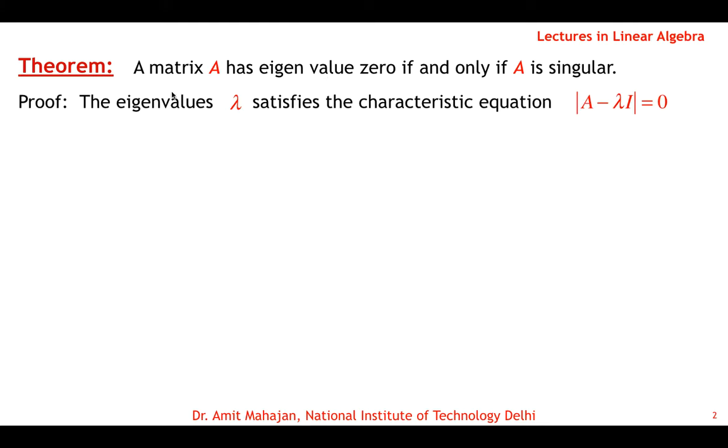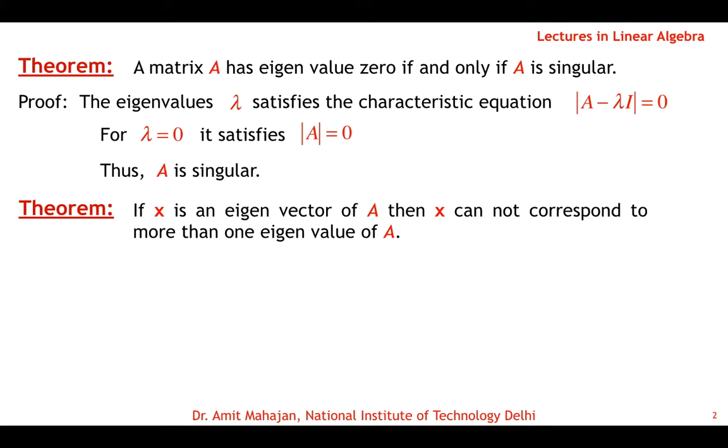A proof of this: the eigenvalues lambda satisfy the characteristic equation, determinant of A minus lambda I equal to 0. If lambda equal to 0 is an eigenvalue, then lambda 0 will satisfy this equation, or simply when lambda is 0, determinant A equals 0. So clearly the matrix A is singular because the determinant is 0. That proves the result. If you have any singular matrix, it will have at least one eigenvalue as 0, or if you know that one of the eigenvalues is 0, then definitely the matrix is singular.